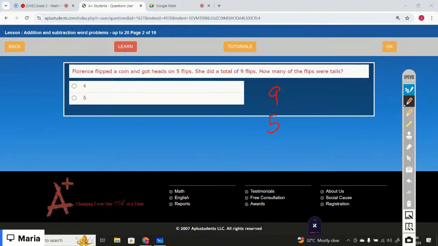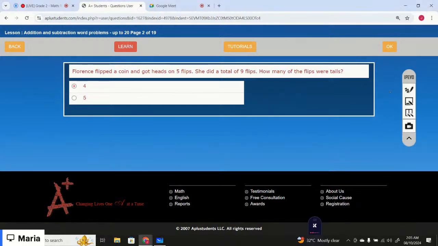Which operation do you have to do, addition or subtraction? Which is the correct option? You have to subtract. 9 take away 5 is 4. That means if she did a total of 9 flips, 5 of them are heads, then 4 of them were tails. The correct option is 4. Option number 1 is the correct option.